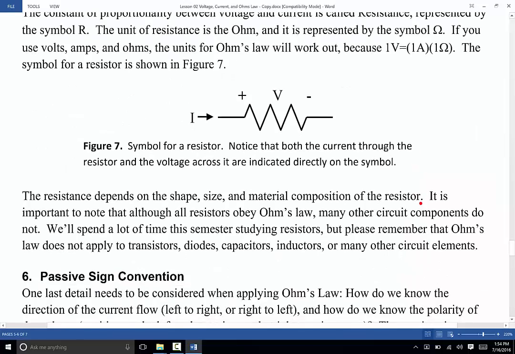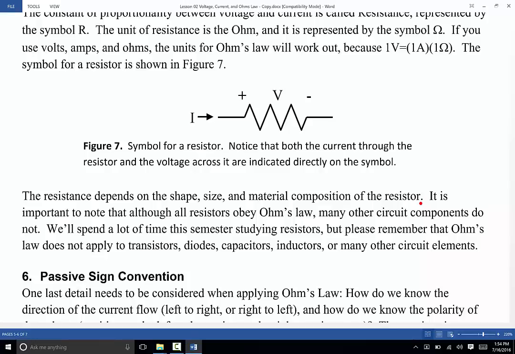Now, you might ask yourself, how can we calculate the resistance? Well, the resistance really depends on the shape, the size, and the material that's used to compose the resistor. And there are equations that we can study to calculate those resistances. You can imagine that a larger cross-sectional area would be easier to flow through, just like a large pipe could carry more water, and so therefore the resistance would be lower.